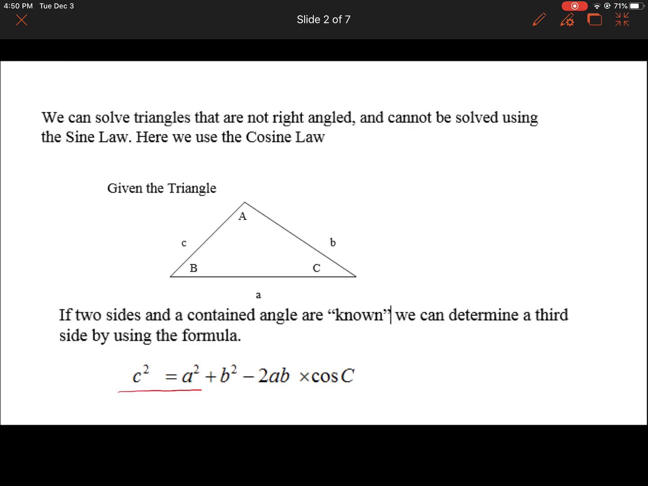And what's this formula? Here it is right here. And we'll learn to use it very well. Don't even worry about memorizing it for now. Just write it down and keep it handy. So this side squared is equal to these two sides squared and added, minus 2 times A and B times cos of C.